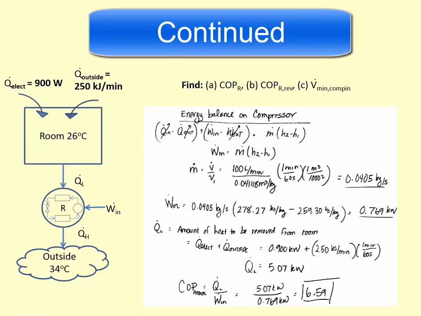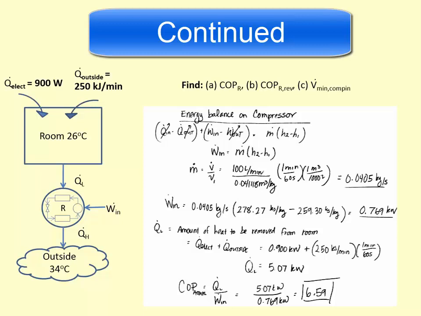The state of the fluid at the inlet is a saturated vapor at 500 kilopascals. So we just have to look at our table at 500 kilopascals and use V sub G at 500 kilopascals. So we can look those up. State 1, V sub G is equal to 0.04118 meters cubed per kilogram. And then H sub G is 259.30 kilojoules per kilogram.